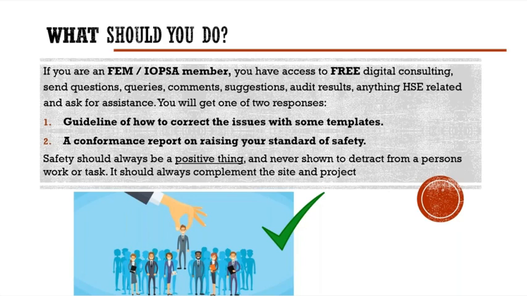Either we are going to give you a guideline, a very brief little guideline on how to correct the issue, and perhaps even send you a few templates, especially if it's going to be done over WhatsApp or email. Then we might even give you a conformance report. Basically, if we've got enough information and we understand where your safety system is going, we can issue you with a conformance report on what to do following this stage and what actionable items we suggest you take in order to have a higher standard of health and safety.